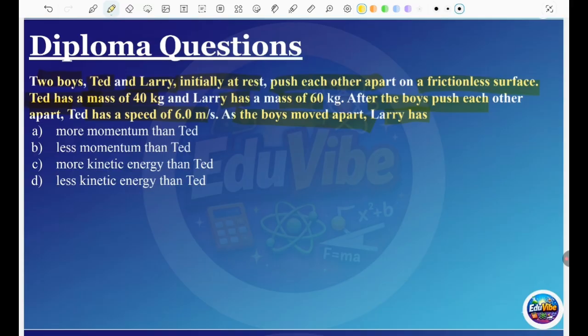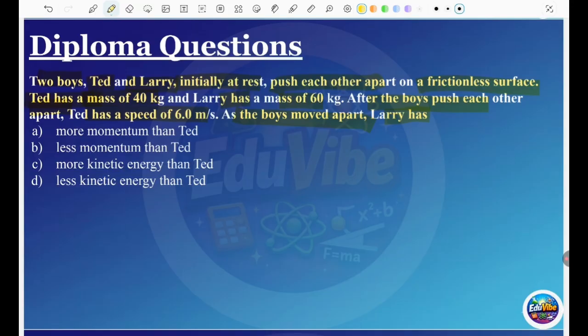After the boys push each other apart, Ted has a speed of 6.0 meters per second. As the boys move apart, Larry has what? The options mention that he has more momentum than Ted or less momentum than Ted, and more kinetic energy or less kinetic energy.